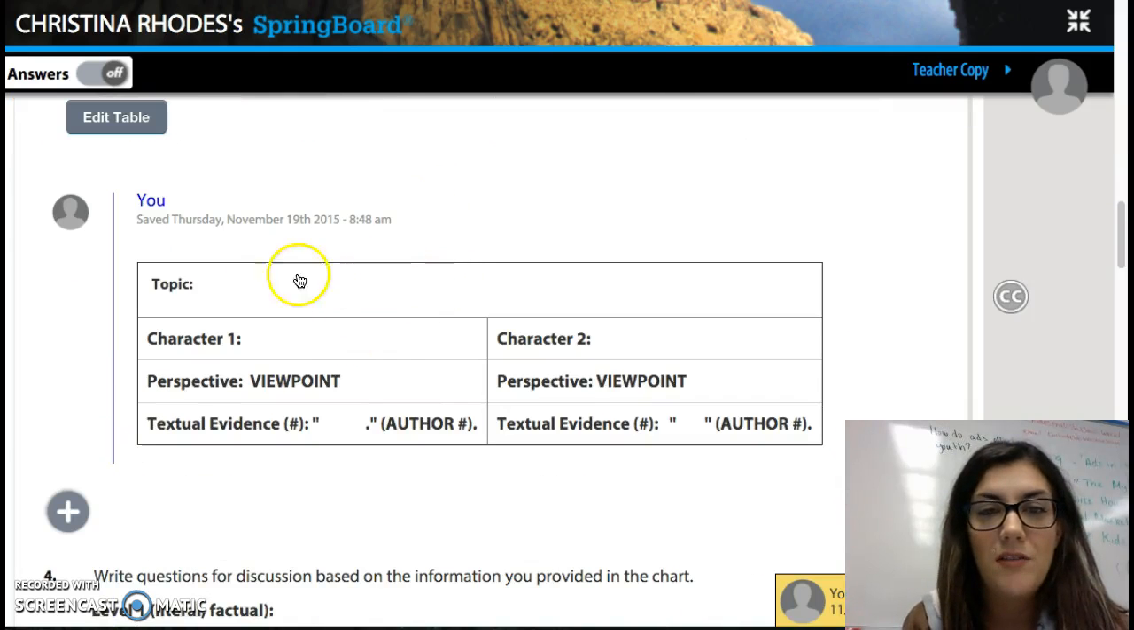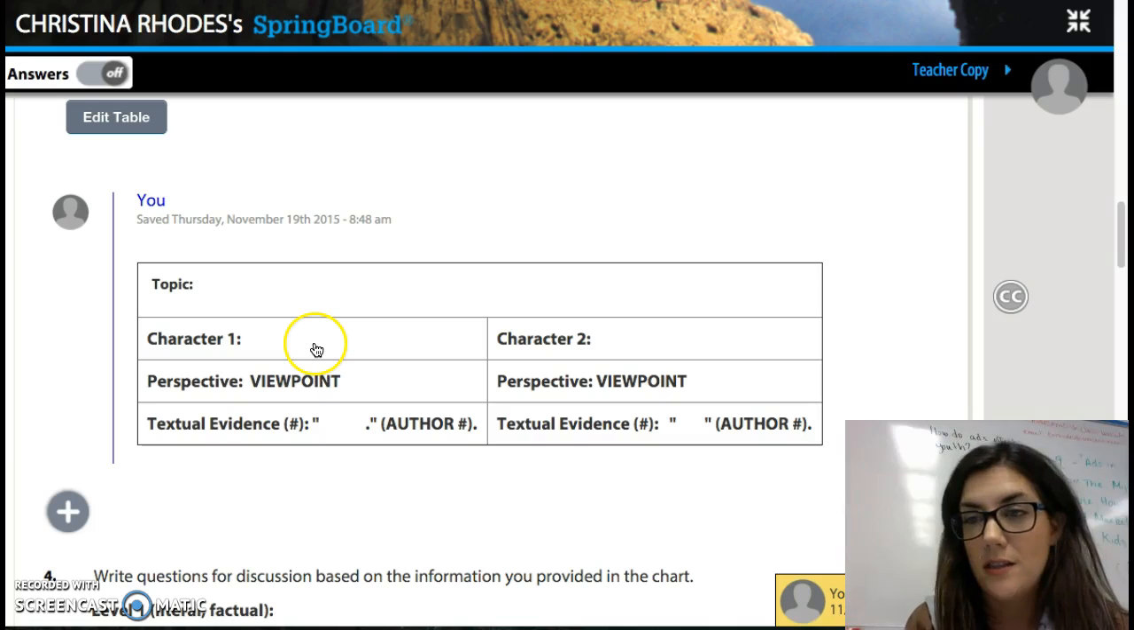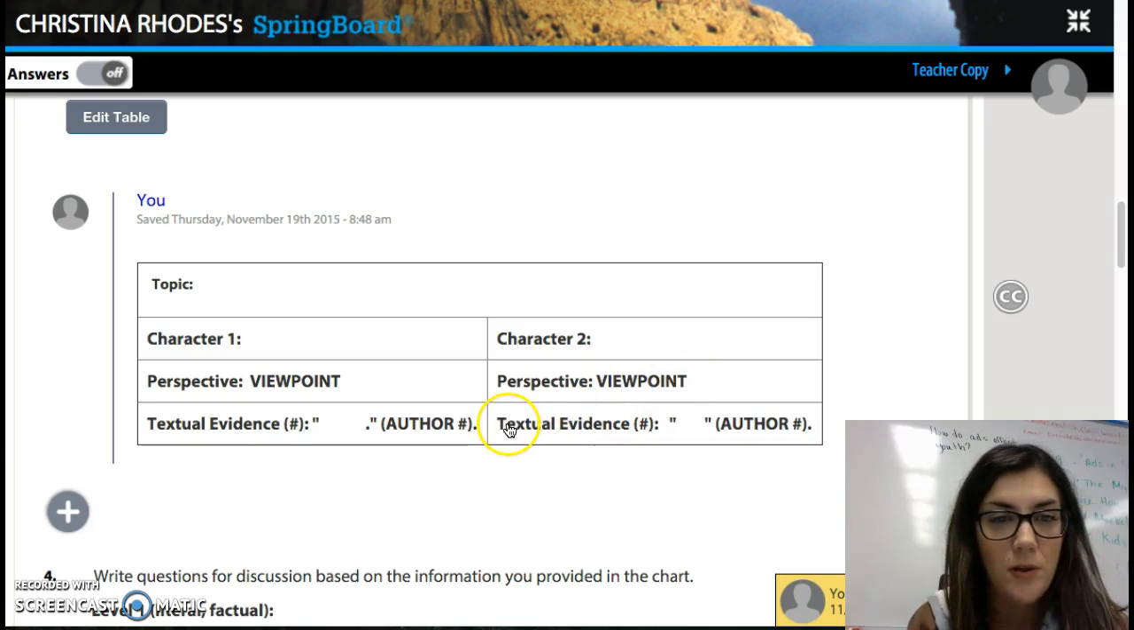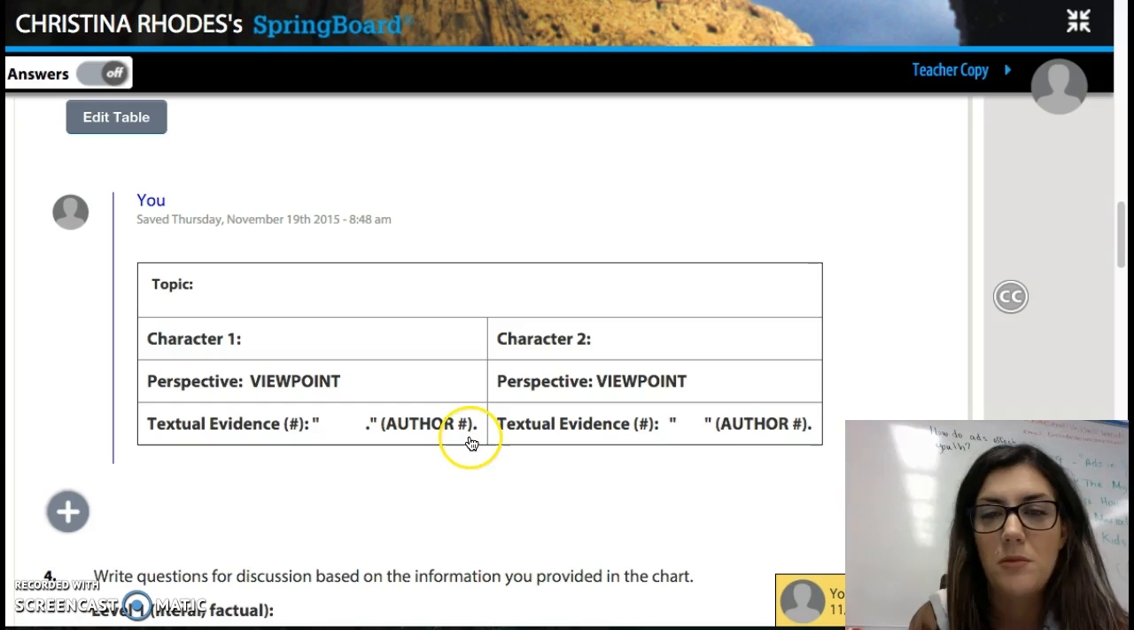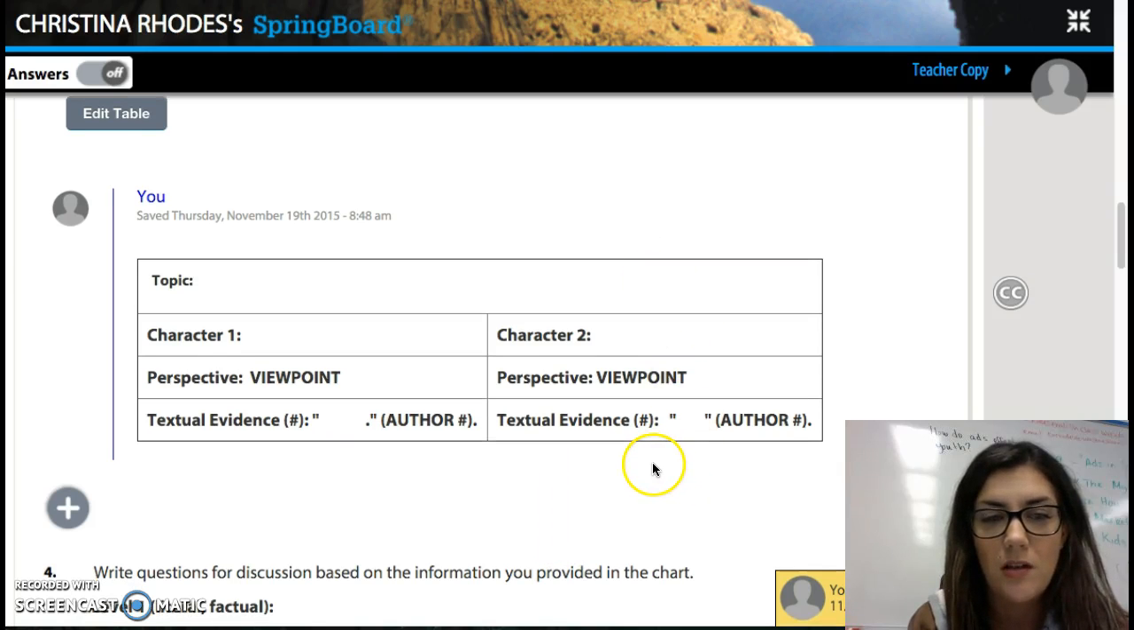So you are going to have the topic, what are they fighting about? Character 1 and character 2. So character 1 is going to be someone in the story, and who they're fighting with is character 2. Their perspective is their viewpoint on the topic. Then under textual evidence, please draw quotes here. You need quotes with the author and the page number. Again, you need quotes, author, page number. So this is character 1, something they said, character 2, something they said, if they are arguing or having a conflict.